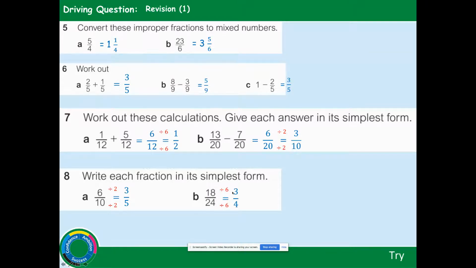6 into 18 goes 3 times. 6 into 24 goes 4 times. Remember, check with the inverse. 3 times 6 is 18. 4 times 6 is 24. Just to check. If you've done it, divide by 2 and then divided by 3, that's absolutely fine as well.